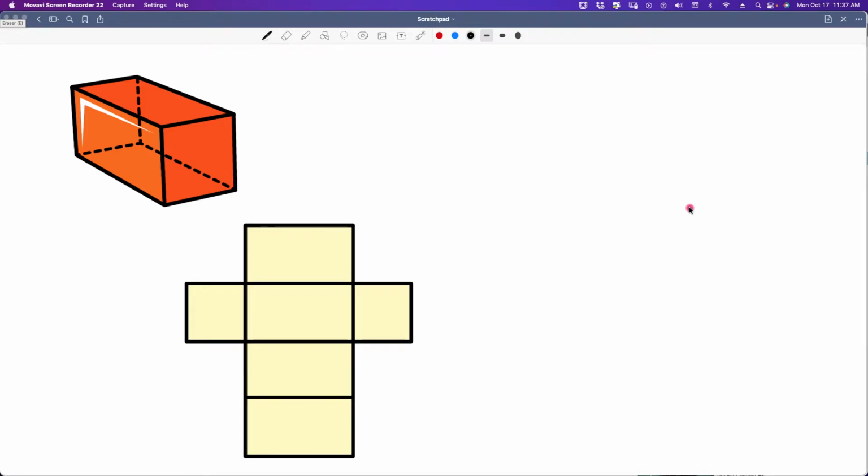Welcome back, Pre-Algebra. We are in lesson 49, and we're going to talk about surface area. In order to have surface area, you need to have some object, right? Something that has a surface. And it's a lot easier to define surface area of flat-sided shapes.